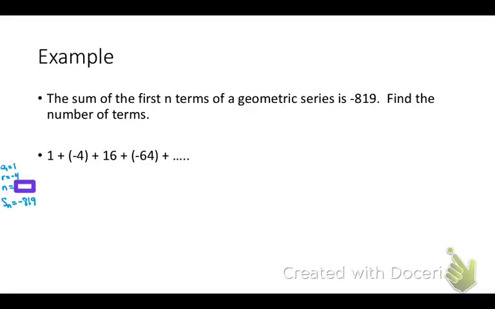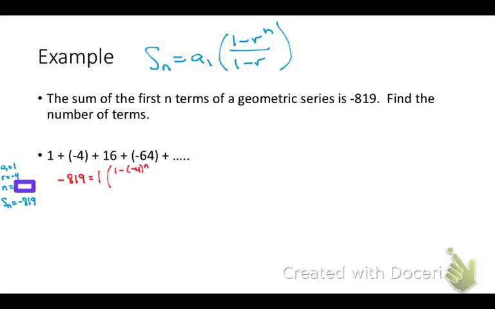So we're going to use that formula that we have of S sub n equals a sub 1 times 1 minus r to the n over 1 minus r. So just get in where it fits in. So negative 819 equals 1 is my first term, 1 minus negative 4 to the n power all over 1 minus negative 4.